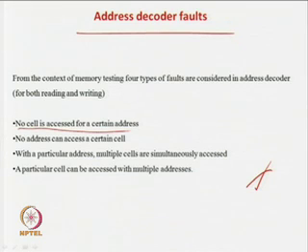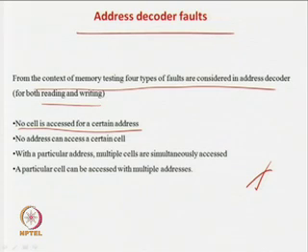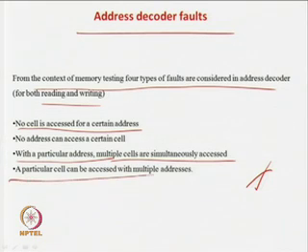No cell is accessed for a certain access. From the context of memory testing, 4 types of faults can be considered in address decoding. With a particular address, multiple cells are simultaneously accessed. This should not be possible. Should not be the case. A particular cell should be accessed with multiple accesses.